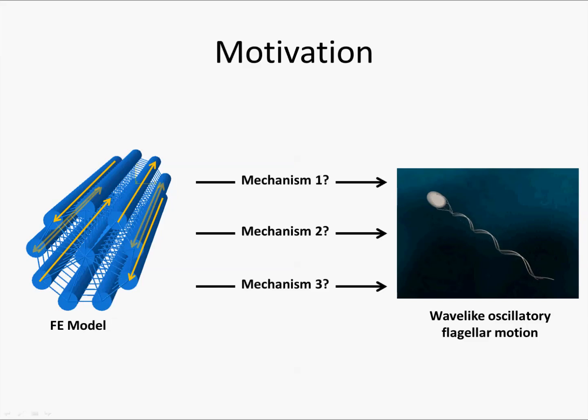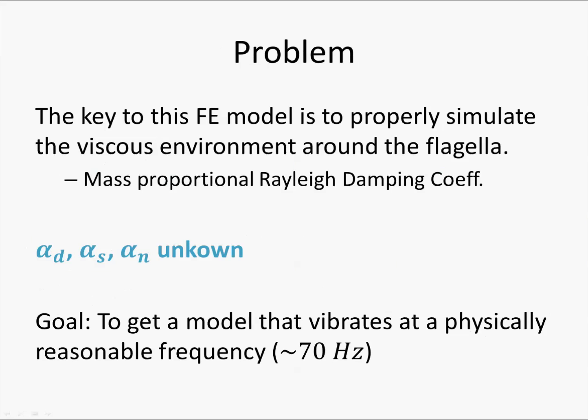We built a finite element model trying to describe this oscillation. Our problem currently is that there are many parameters that are hard to measure experimentally. So I'm going to solve this as an optimization problem. I want to get a model that vibrates at a physically reasonable frequency, about 70 Hz, by optimizing the internal and external damping coefficients, as well as the friction coefficients in the model.